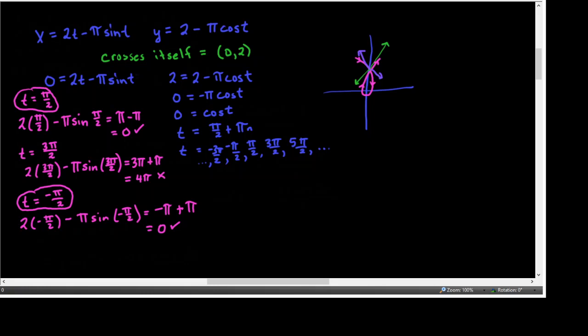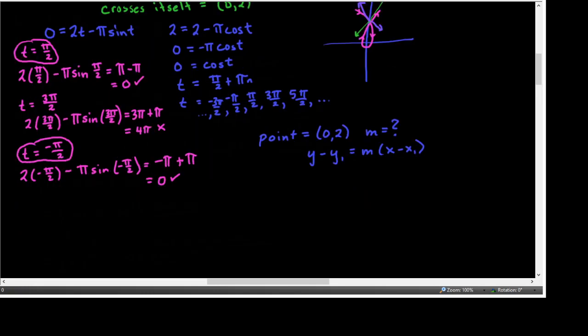So, now what? Well, let's look at the question again. It's supposed to be the equation of those tangent lines at that point. Well, to get the equation of a line, not only do we need to know the point, which is 0, 2, we were given, we need to know the slope. Because if we know the slope, we can find the equation of a line using the point slope formula. Y minus y sub 1 equals m times x minus x sub 1.